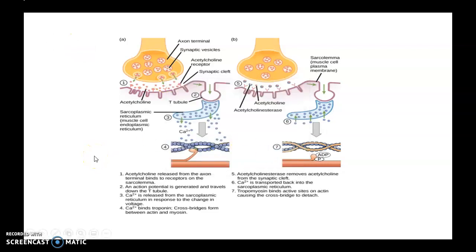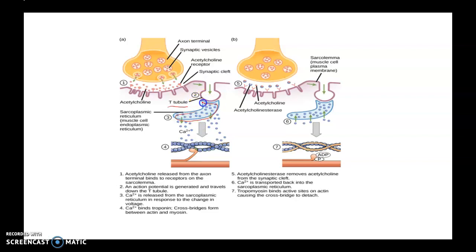Alright class, so this is another representation of the neuromuscular junction. On the very top, we see the axon terminal or the terminal bouton of a motor neuron, and we see the synaptic vesicles filled with acetylcholine. We see the synaptic cleft. We also see the motor end plate with ligand-gated sodium channels.